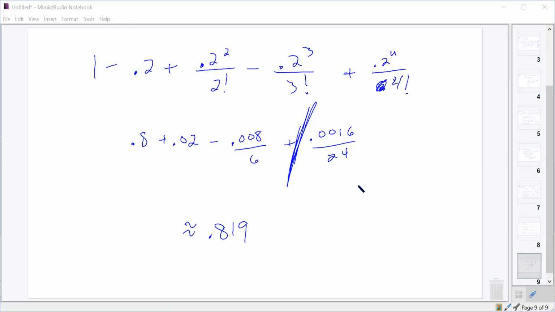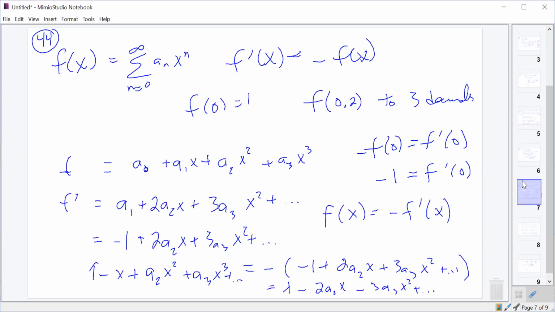So I'll sort of quickly go back through it. We started off just writing out the series for f. And then because we were given information about f prime and how it related to f, we also wrote out the series for f prime, knowing that a sub 0 is just a constant of 1, because that was given to us. And then we used this fact that negative f of x is equal to f prime of x. So negative f of 0 should be equal to f prime of 0, which should then tell us what a sub 1 is.